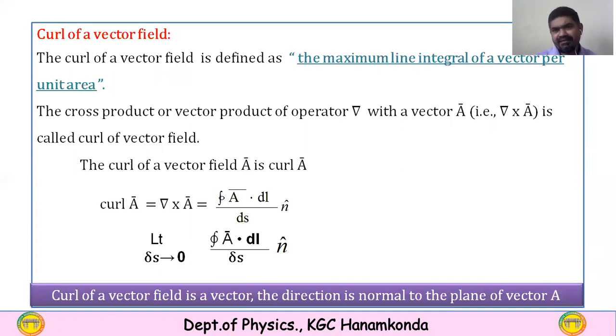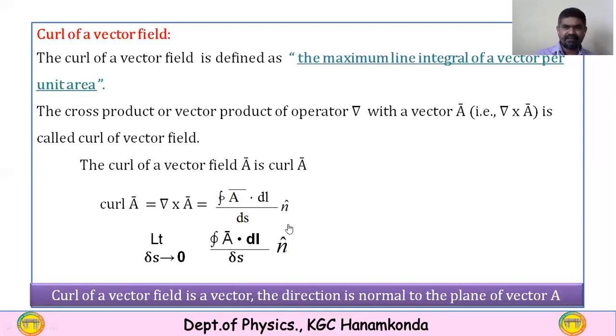Del cross vector A is equal to the basic definition, that is maximum line integral per unit area into n cap. Therefore, mathematically we are going to calculate the curl of the vector field as del cross A bar, that is equal to the basic statement, maximum line integral per unit area, that is line integral A bar dot dl bar divided by ds into n cap. This may be written as the limit delta S tending to 0 of line integral A bar dot dl bar by delta S into n cap, which also gives the same meaning as this curl expression.